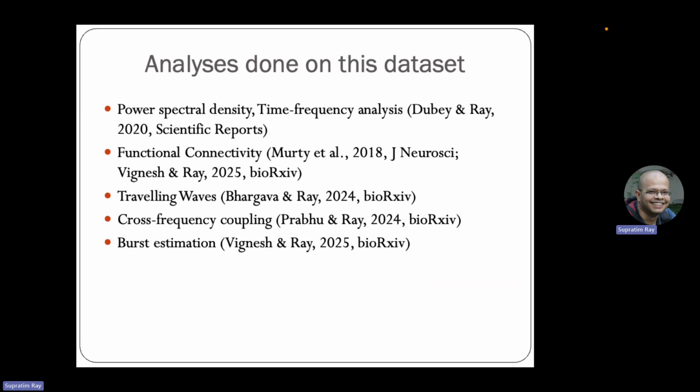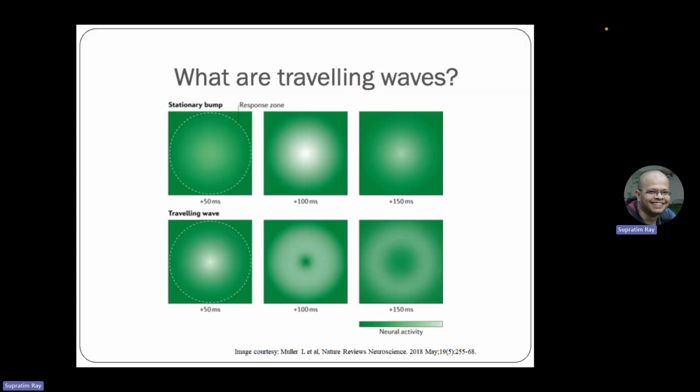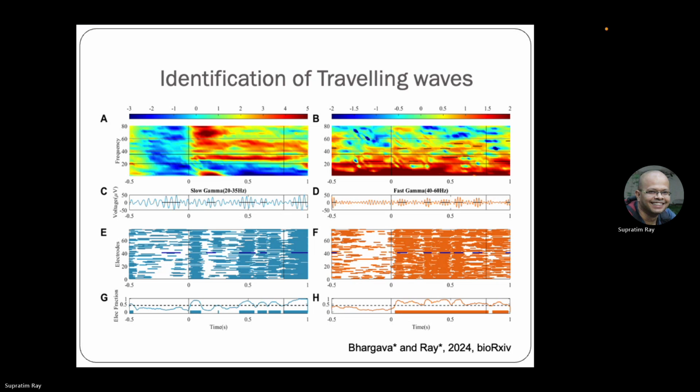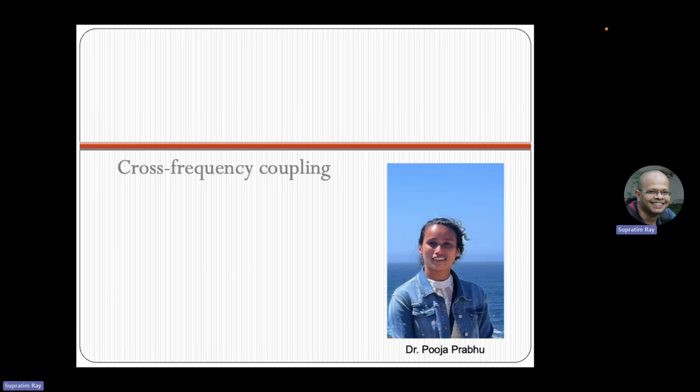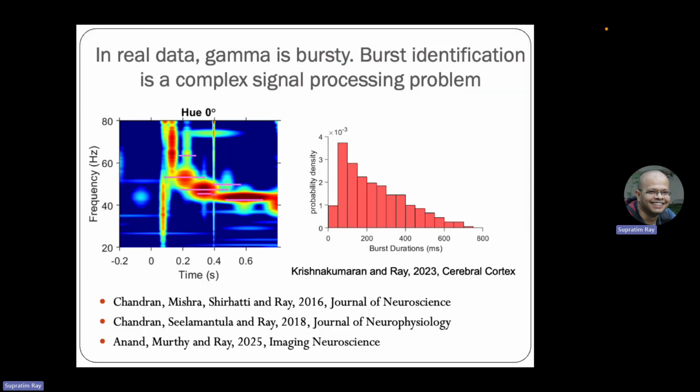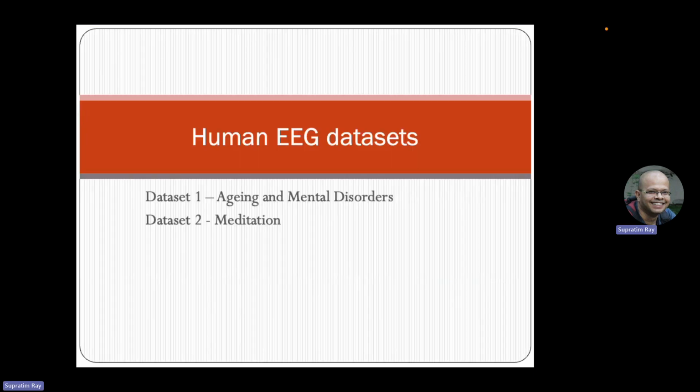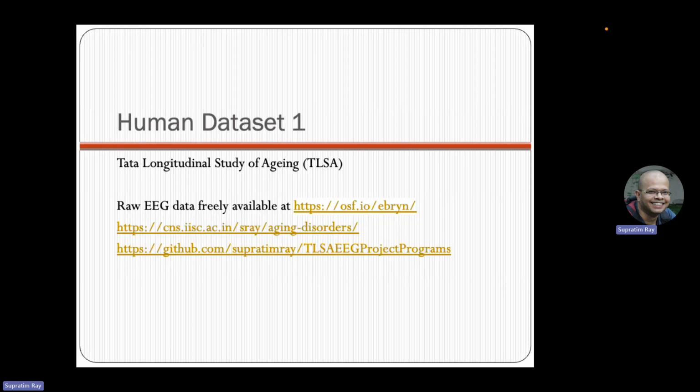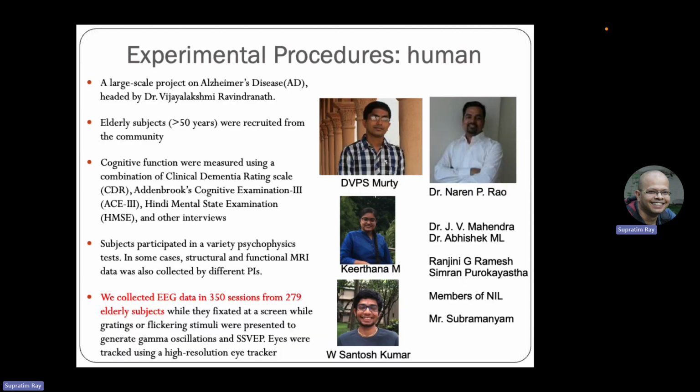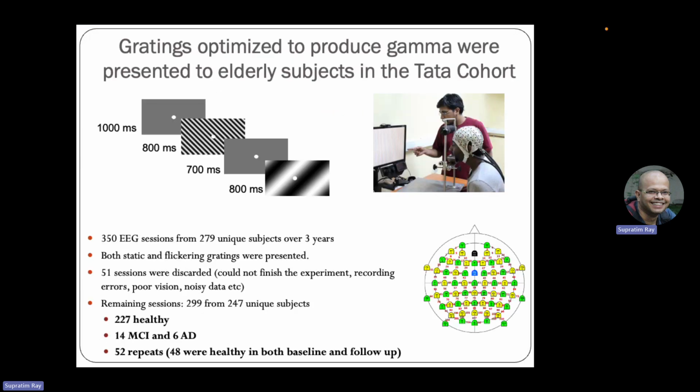Then we started talking about the EEG data set. So this is what we did in the first two classes. This is still monkey stuff, the traveling waves and cross frequency coupling. In the last class, we started with the human EEG data set, the first data set, which is already publicly available, on aging and mental disorders. The data and codes are all here, where people from different age groups viewed gratings that generate gamma oscillations.